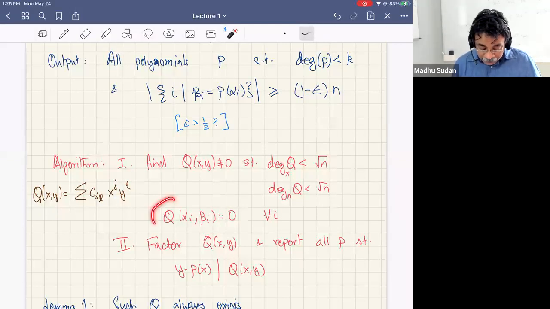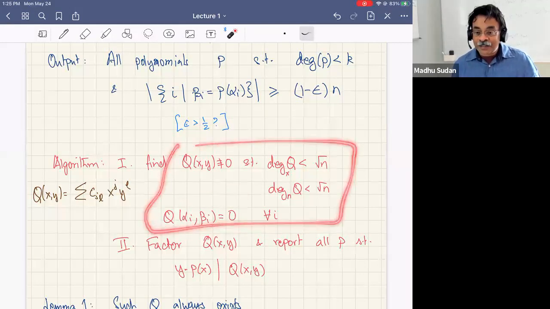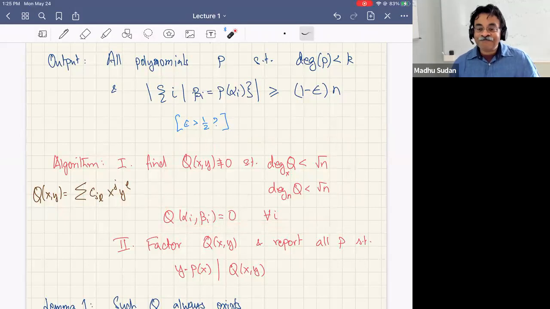How many variables do we have? Well, we have square root of n plus 1 times square root of n plus 1, more than n variables, strictly more than n. How many constraints do we have? Exactly n. So this linear system always has a solution, and it's trivial to find a solution, linear algebra.